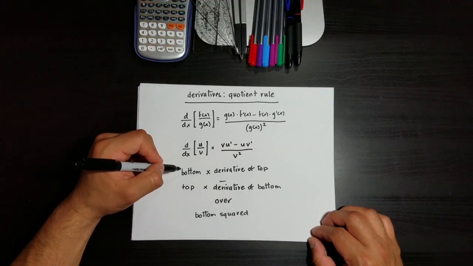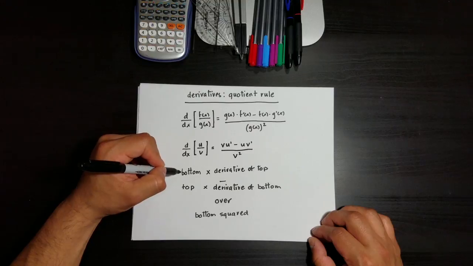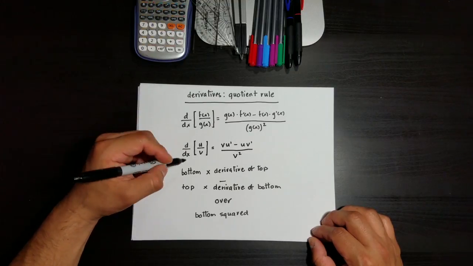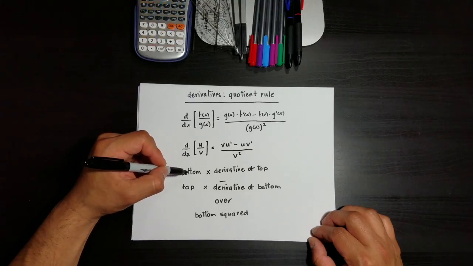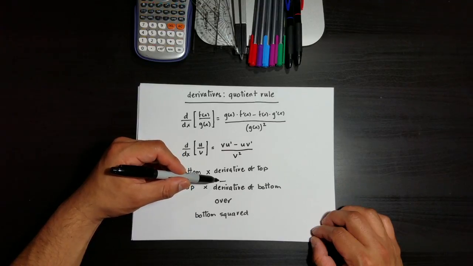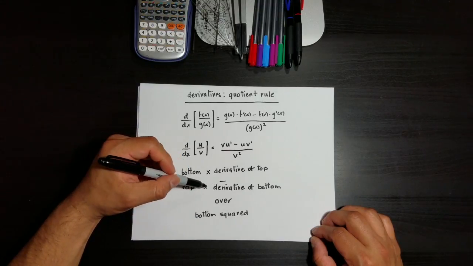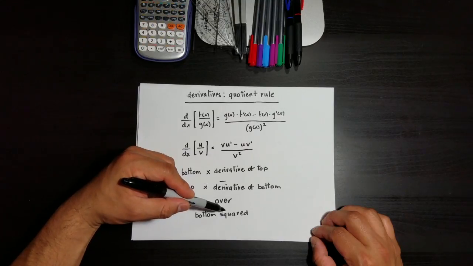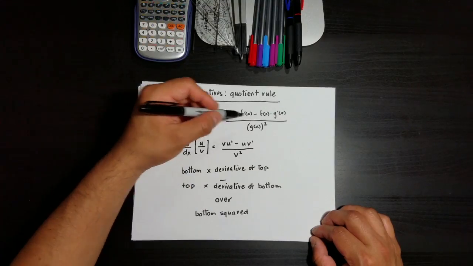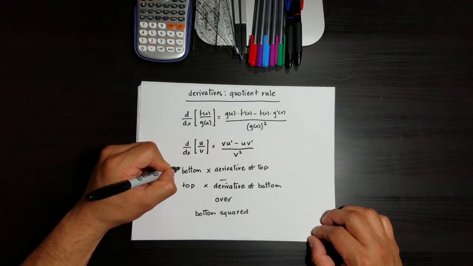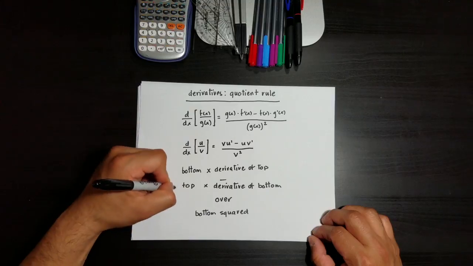An easy way to memorize the quotient rule is just by reading this out. The derivative of f of x over g of x is equal to the bottom times the derivative of the top, minus the top times the derivative of the bottom, over the bottom squared. So that's basically what we have written here. Let's take a look at an example so we can get an idea of what we're talking about.